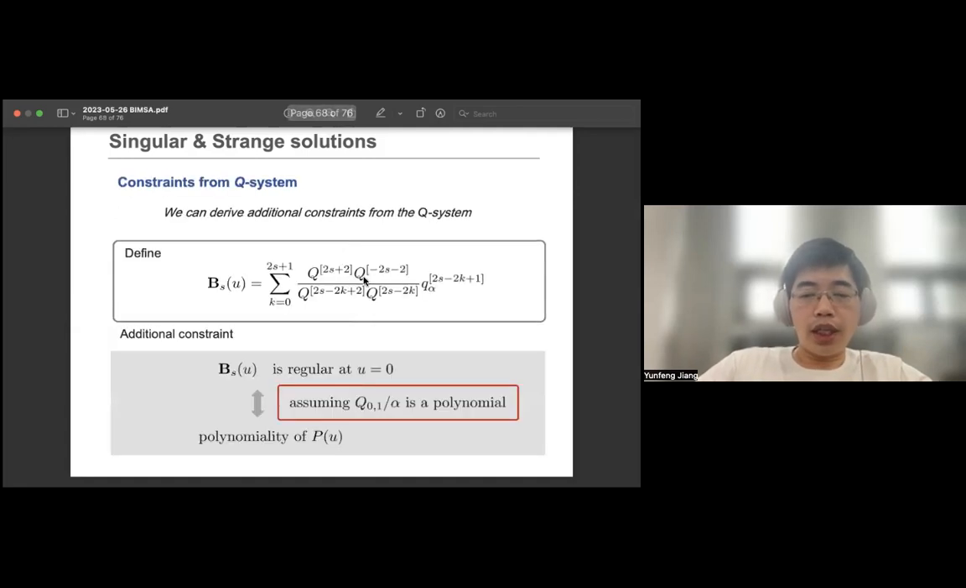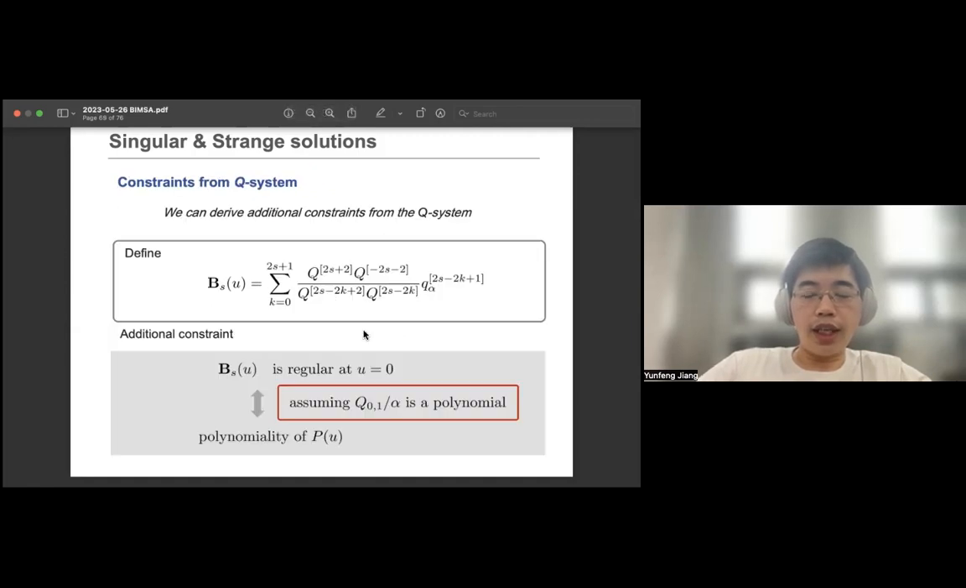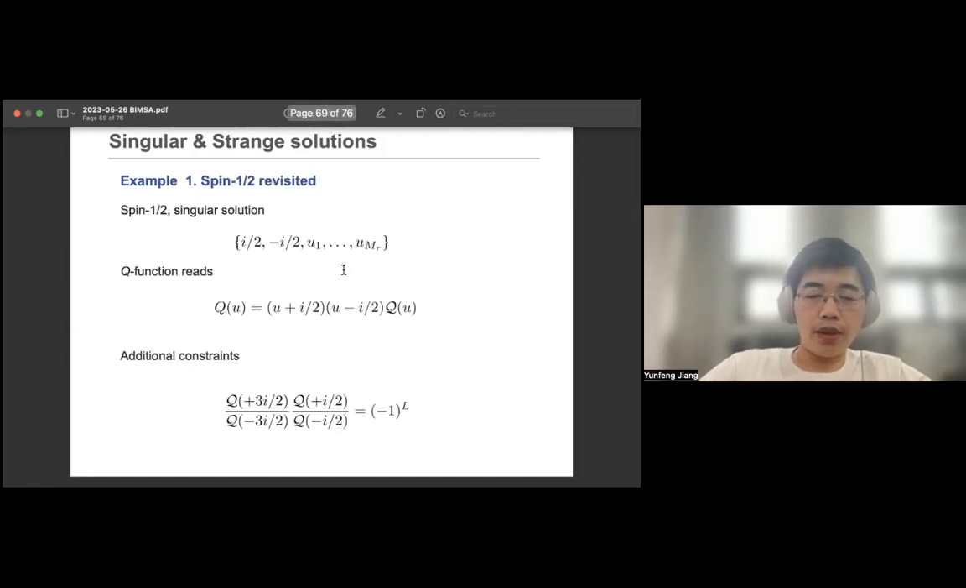And then we can plug in here using the Q alpha in the spin 1/2 case, which is u to the power of L. You look at the expression, and you require that this is regular at u equals 0. You find the additional constraint, which is this curly Q. So the curly Q encodes all the regular roots, and the curly Q has to satisfy this constraint. And this is indeed what has been found before.